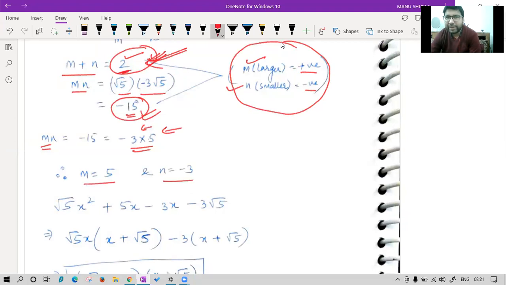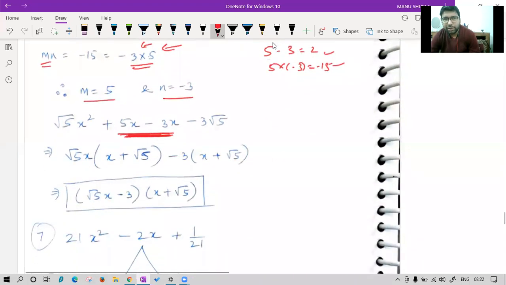So m is 5, n is minus 3, and you can check: 5 minus 3 is 2, and 5 into minus 3 is minus 15. So it is working. The equations are satisfied with these values. Now just break the middle term. You can see I have written 2x as 5x minus 3x, then took common and got this answer.